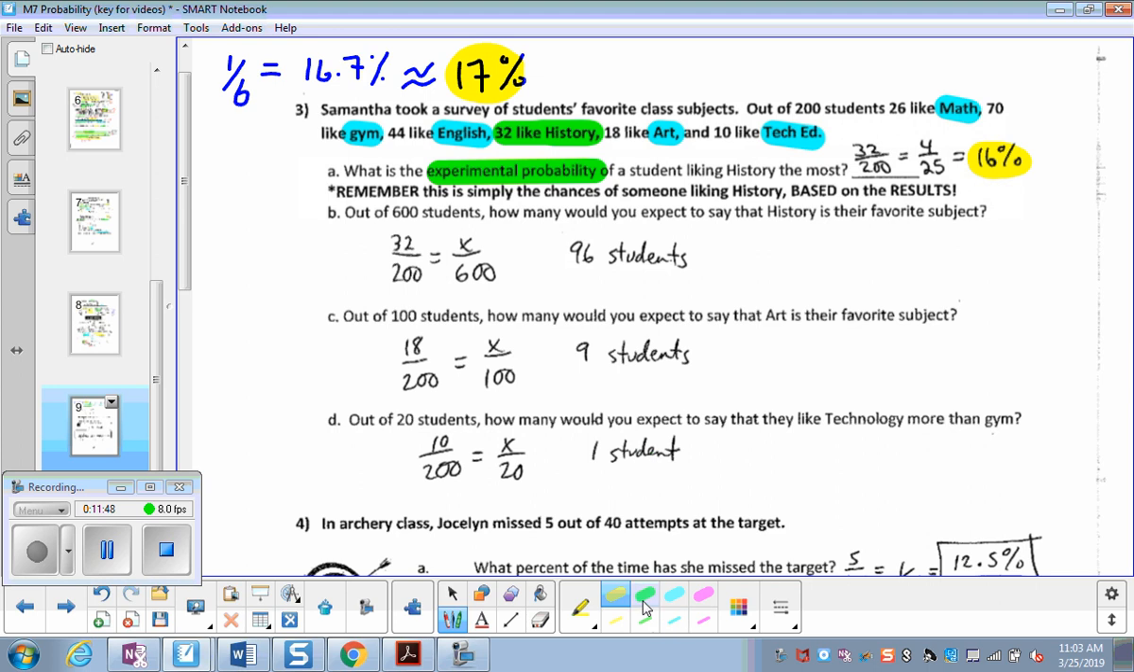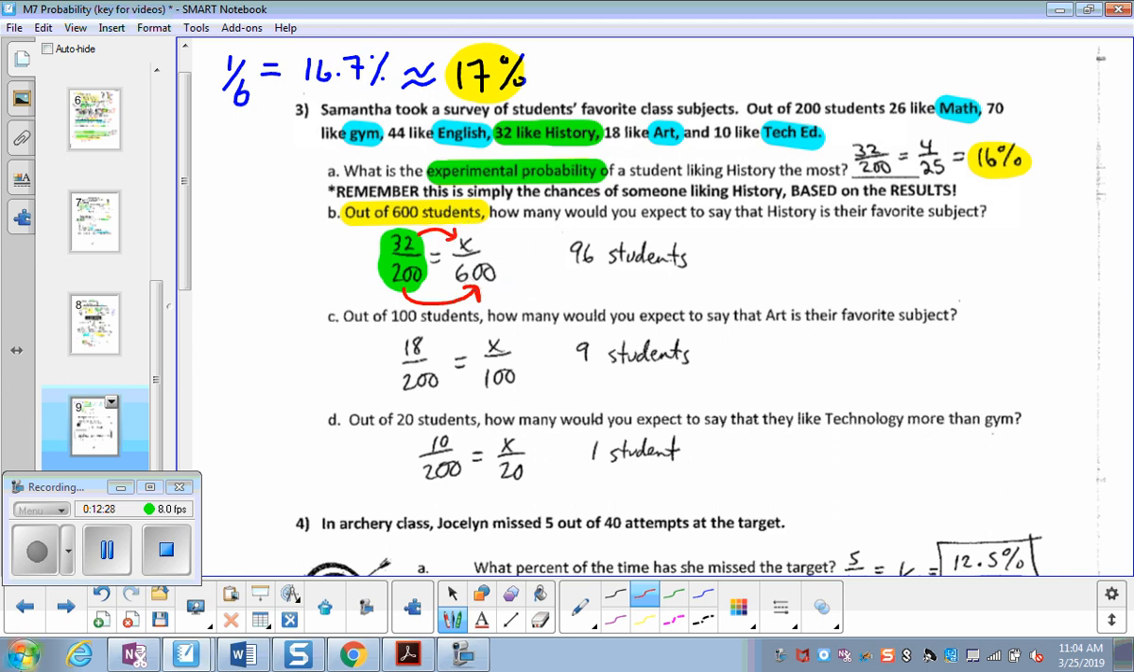All right, now let's take a look at part B. Now, if we were going to conduct a survey out of 600 students, how many would we predict to say history is their favorite? So we're going to use the results of our survey to make the prediction. We're not going to use the 1 out of 6 to predict and say 100 out of 600. No, no, no, no. Because when you actually have data to work with, the data paints a better, more realistic picture. So using the data, if we have 3 times as many students in the survey, we're going to expect 3 times as many people to say that they like history.